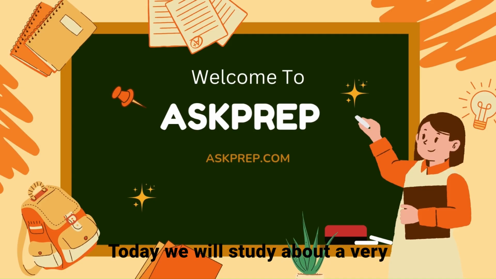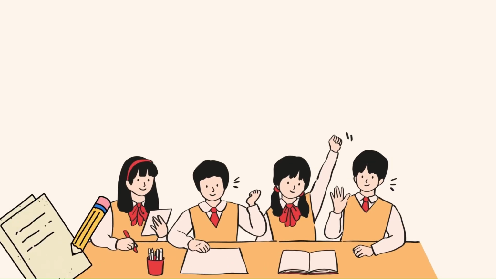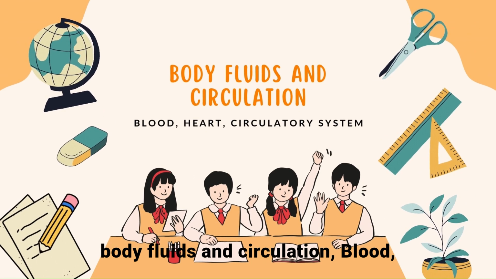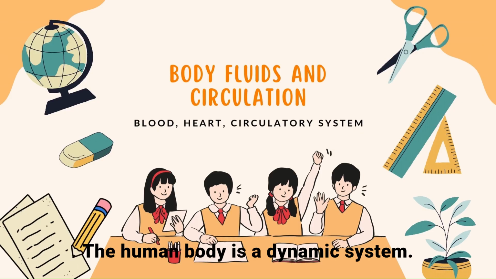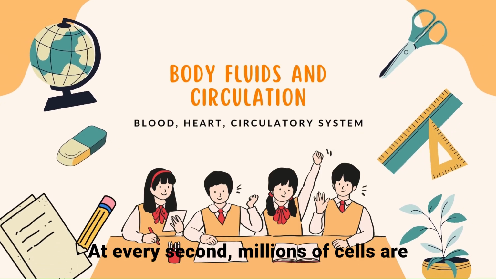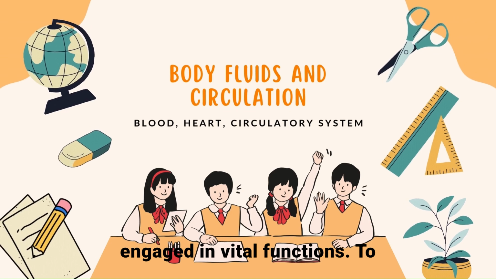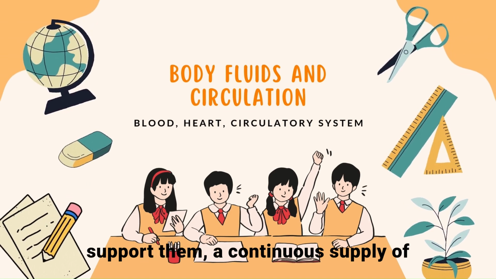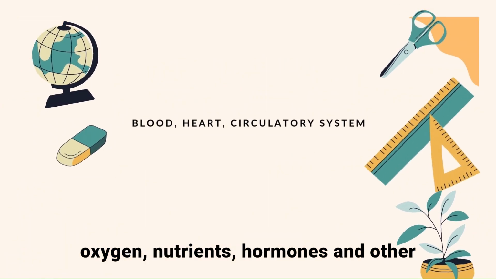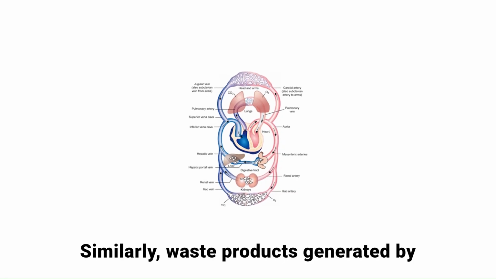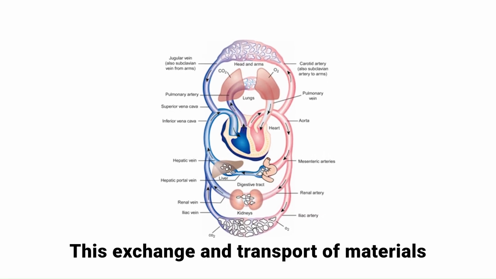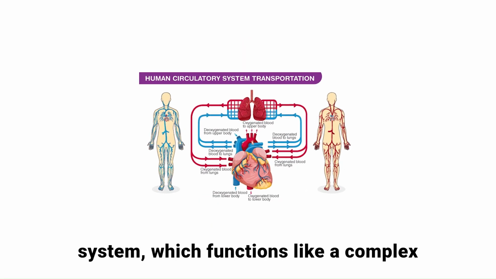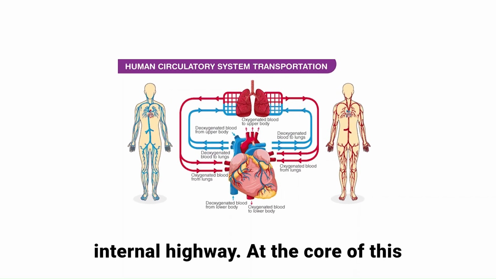Today we will study a very important topic of biology, which is body fluids and circulation: blood, heart, and the circulatory system. The human body is a dynamic system. At every second, millions of cells are engaged in vital functions. To support them, a continuous supply of oxygen, nutrients, hormones, and other essential substances must reach them. Similarly, waste products generated by these cells must be removed efficiently. This exchange and transport of materials are made possible by our circulatory system, which functions like a complex internal highway.